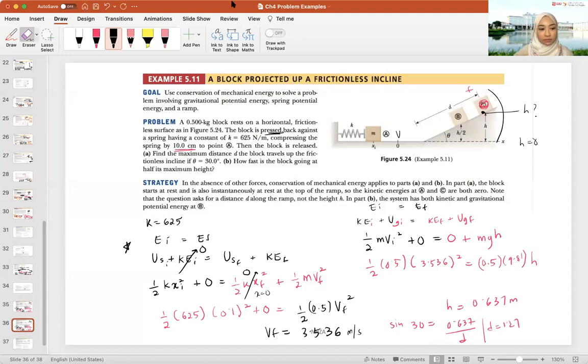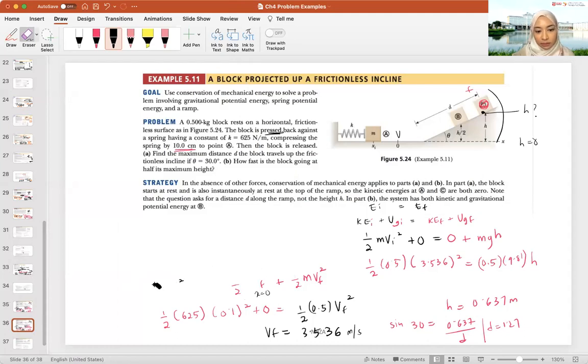Last one, lepas tu dah habis dah chapter 4. Yay. Saya pun tak sabar nak habiskan chapter 4. Saya padam. Betul.